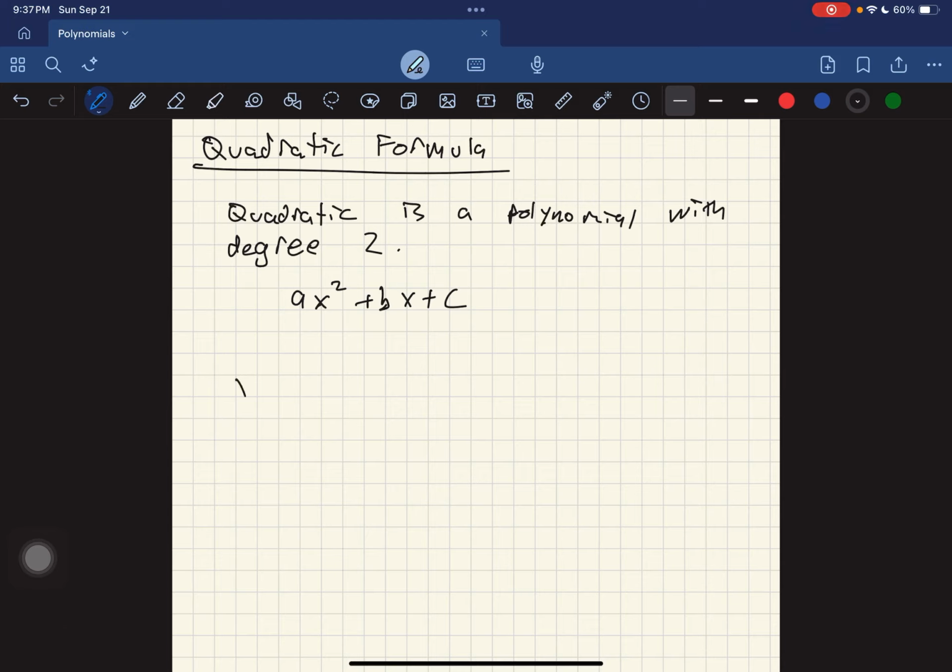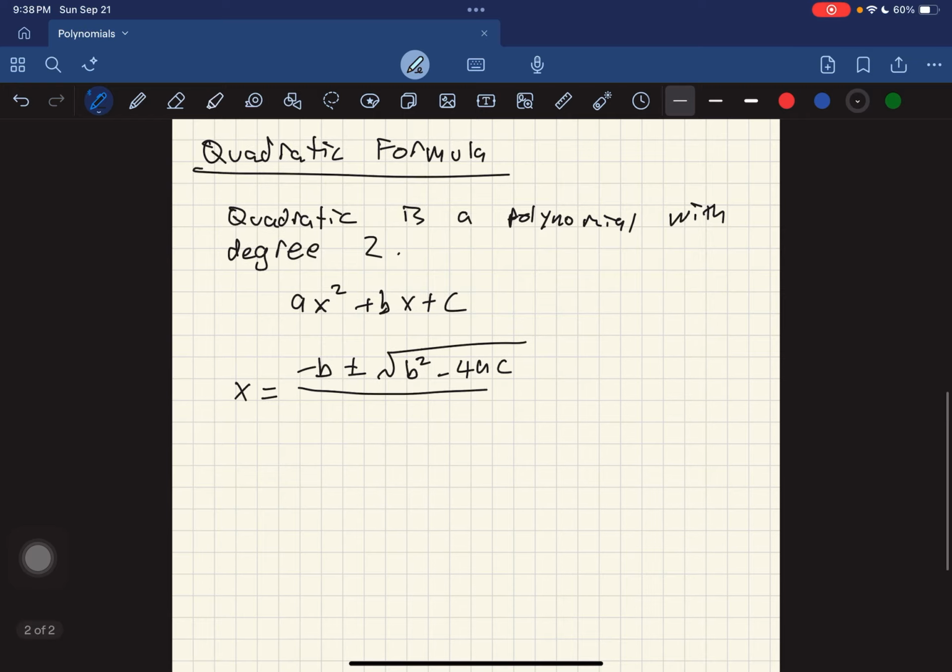x is going to be equal to negative b plus or minus the square root of b squared minus 4ac, over 2a. Notice how there's a plus or minus here. This just means that there are two roots for this polynomial with degree 2. Since it has degree 2, by the fundamental theorem of algebra we know there are going to be 2 roots, and this plus or minus yields us 2 solutions for x.